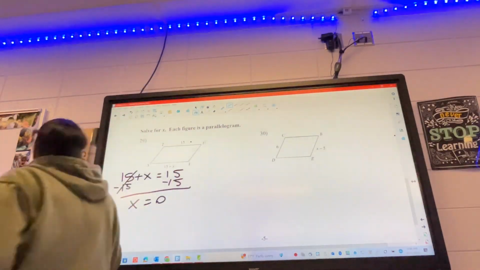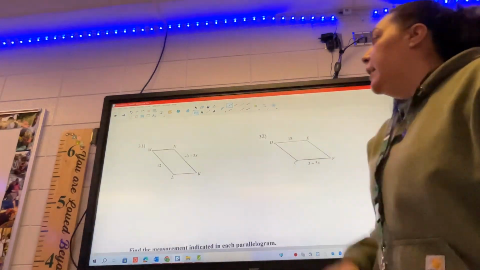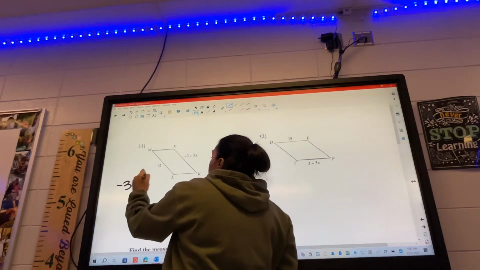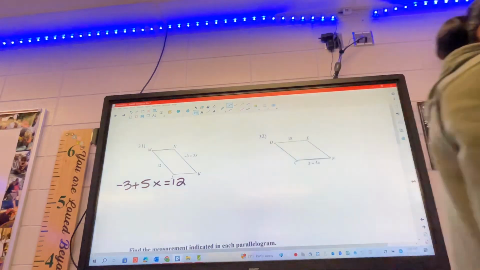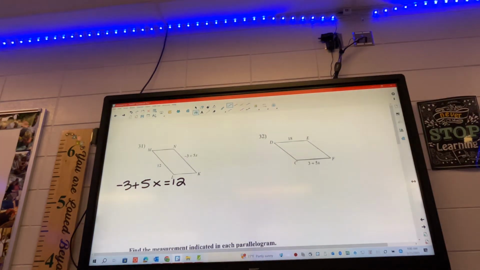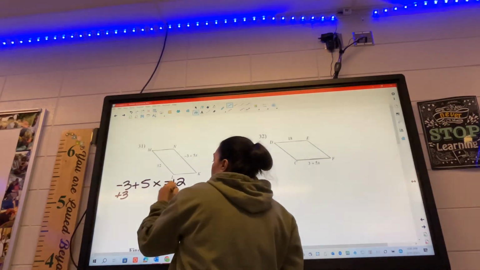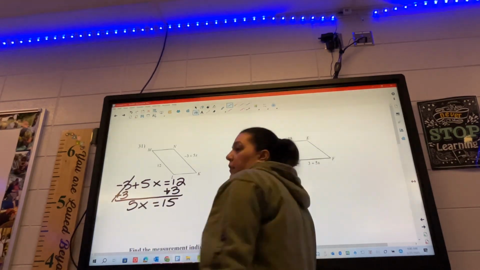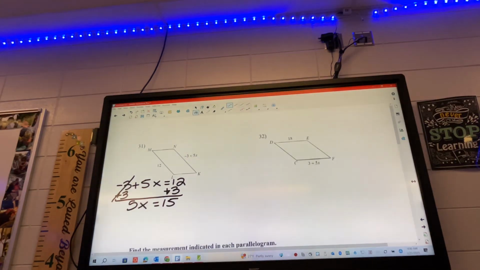We got 3 left. Okay, 31. We're going to set these equal. So I got negative 3 plus 5x equals 12. Okay, who needs moved? The 3. So I get 5x equals 15. Then what? Divide both sides by 5.